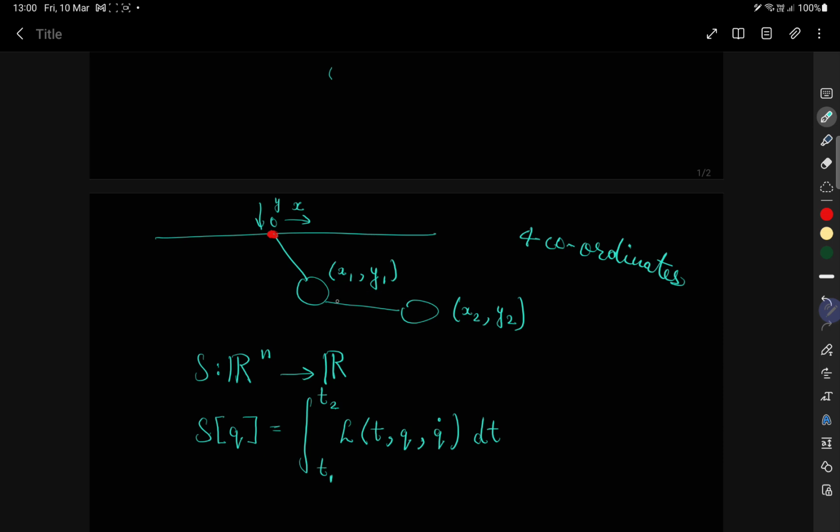Now x1 and y1 would be the two coordinates that define the position of the first mass on the pendulum, and the mass on the second pendulum, its position would be described by x2 and y2. This gives a total of 4 coordinates: x1, y1, x2, y2.